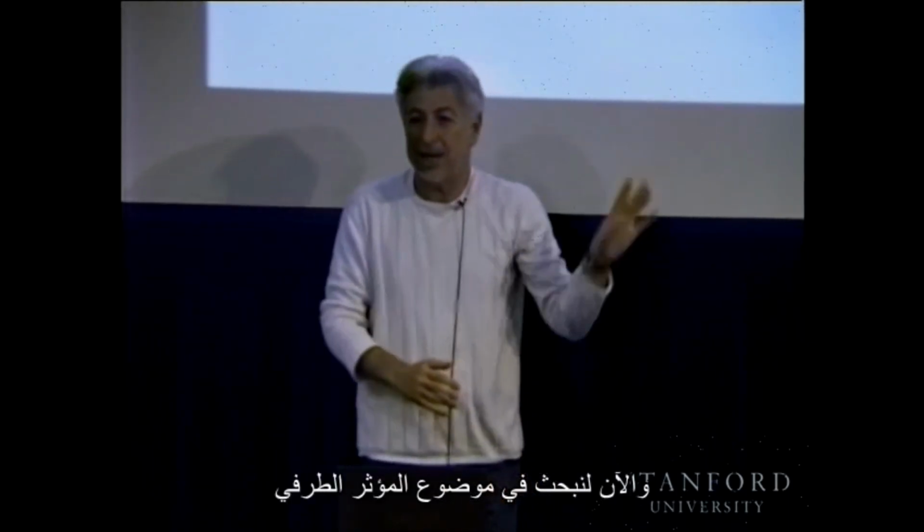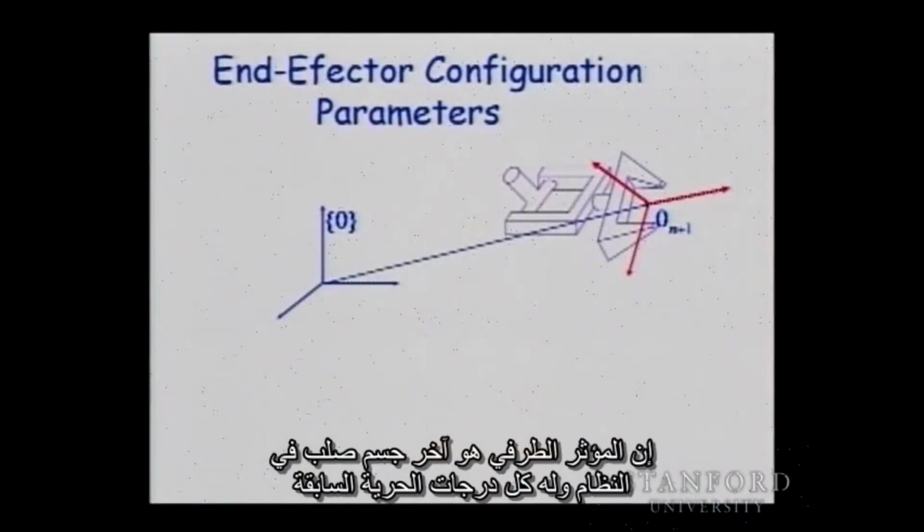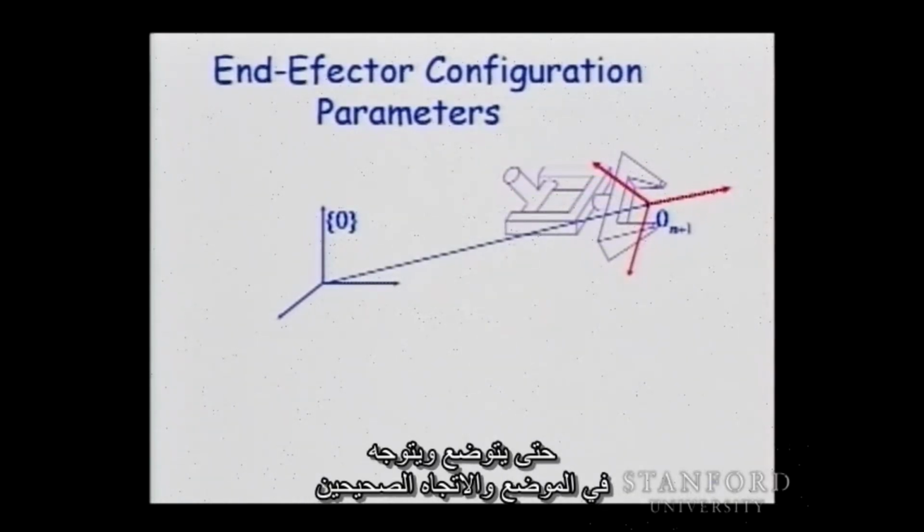Okay, so let's go to the end effector now. The end effector is the last rigid body in the system, so it has all the freedom before to position and orient the end effector.